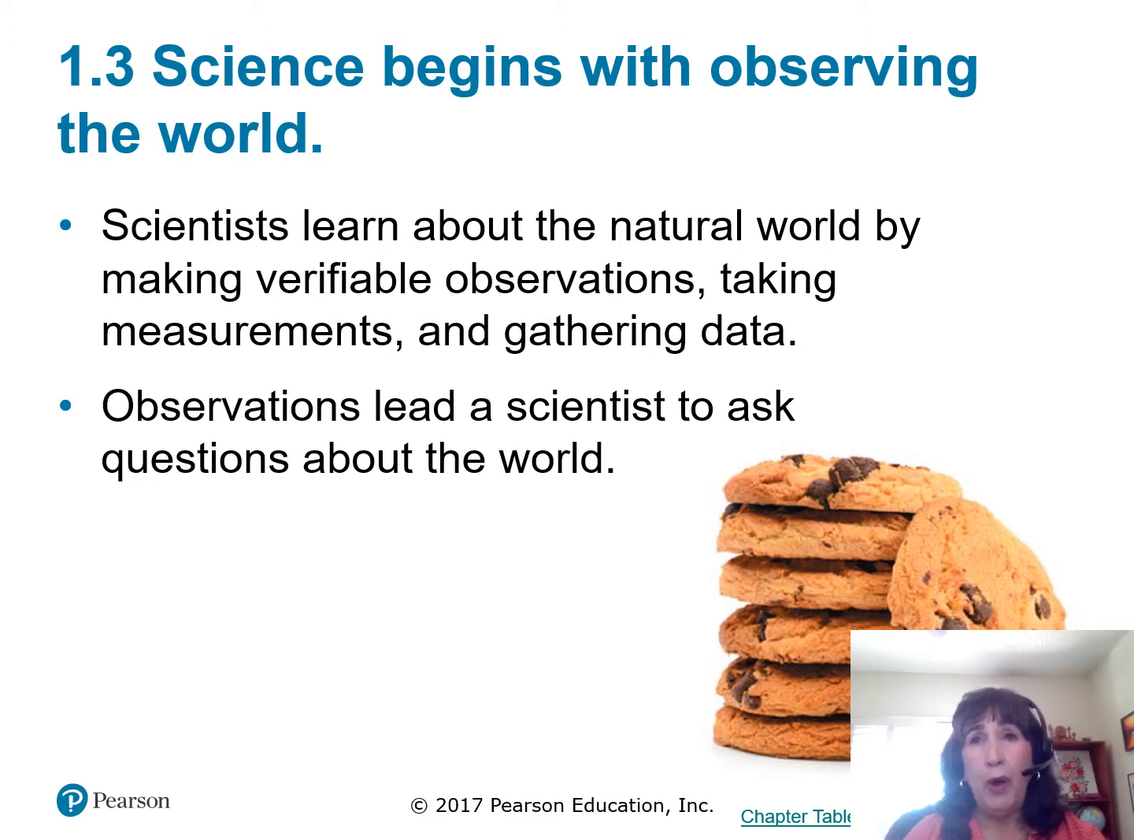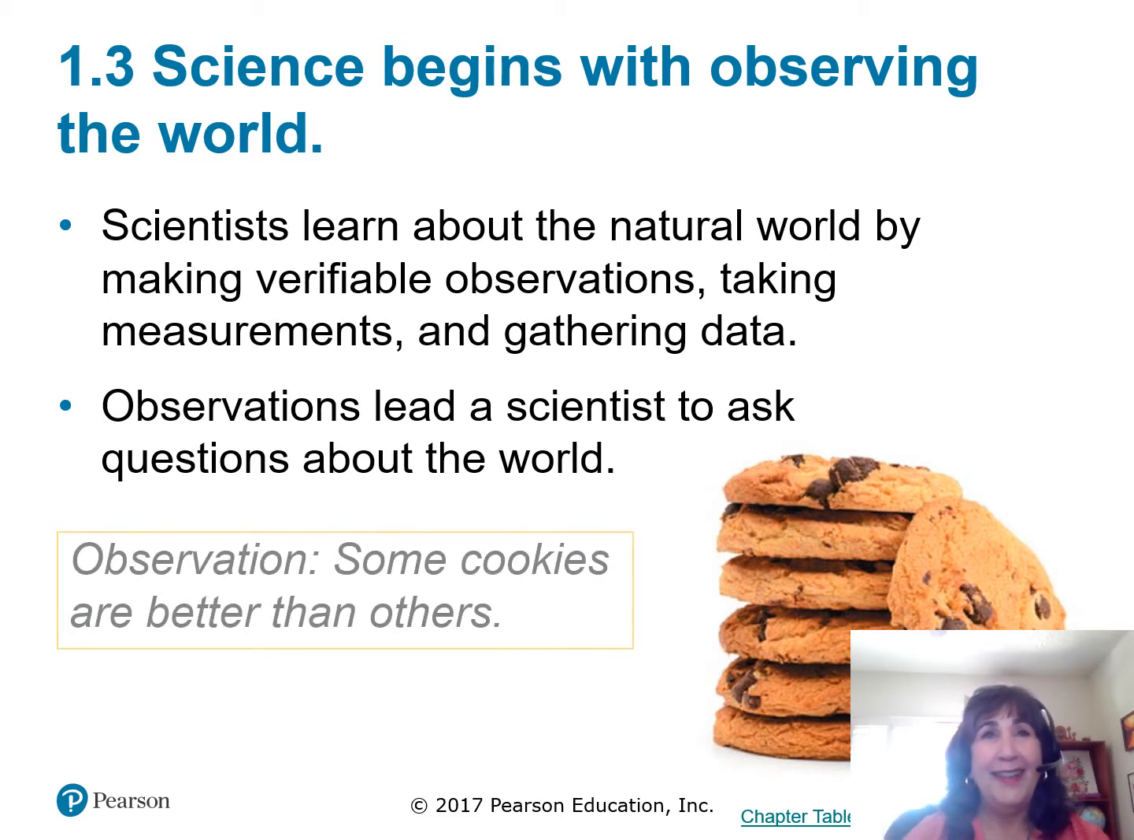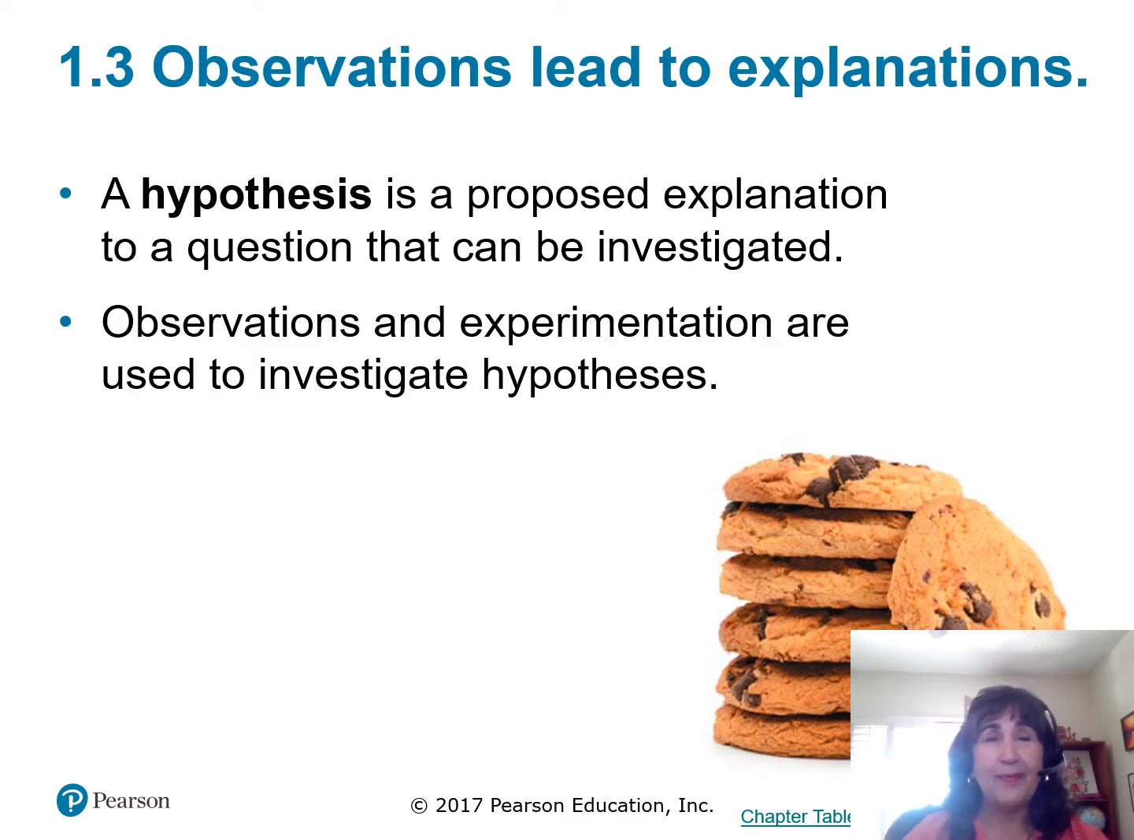An important part of accumulating evidence is the scientific method. The first step of the scientific method is observation. Scientists learn about the natural world by making observations, taking measurements and gathering data. Observations lead a scientist to ask questions about the world, like what makes a great chocolate chip cookie? Some chocolate chip cookies are better than others, and here in this slide you see a stack of very delicious chocolate chip cookies.